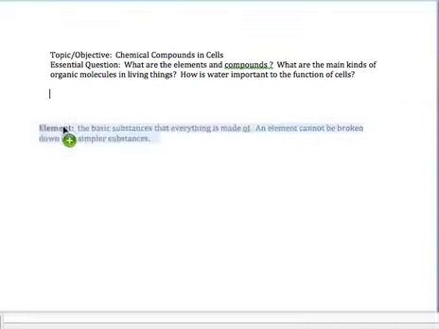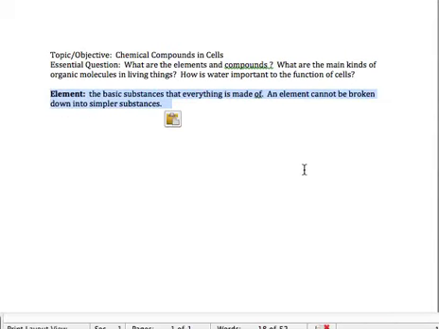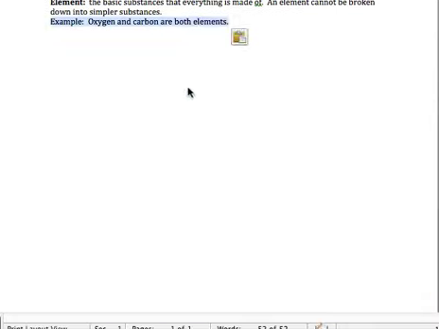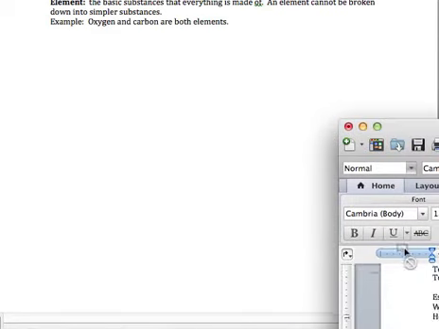An element is a basic substance that everything is made of. Everything around us is made up of elements. An element cannot be broken down into simpler substances. If you broke an element down to the atom, an individual atom, that atom would still be a specific element. So it can't really be broken down any further than that. An example that I like to use are oxygen and carbon. We'll talk about both of those quite a bit in this set of notes, but oxygen and carbon are both elements.